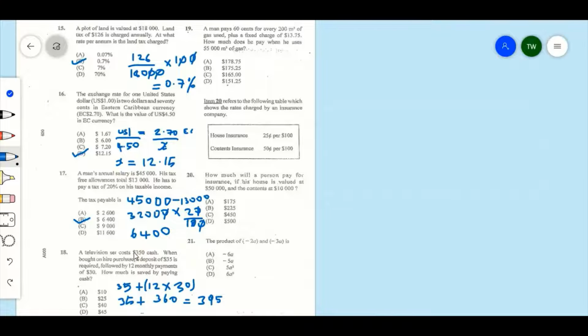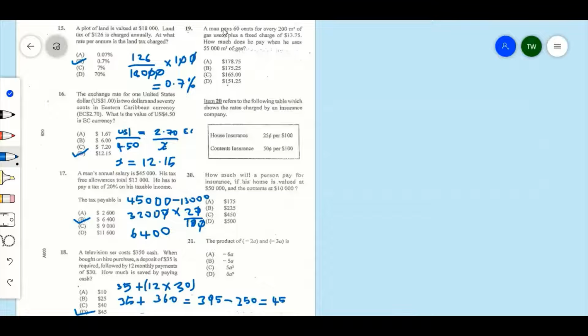Now we know that the cash price is $350, so we must take that away from the hire purchase. So it's going to be $395 minus $350, which gives us a final value of $45. So how much is saved by paying cash? $45 would be saved, and that answer is D.